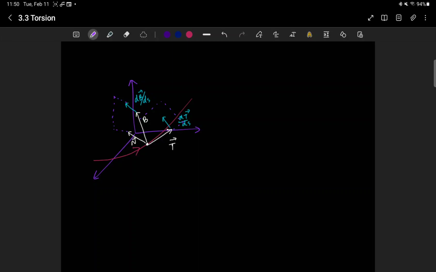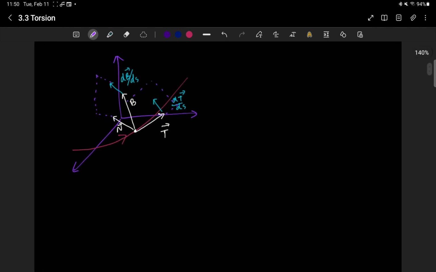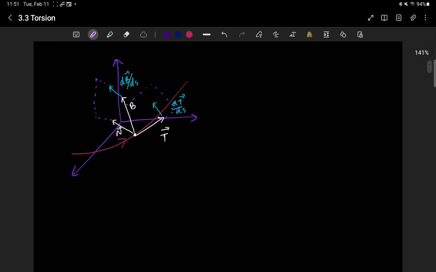Alright, so in this video we will talk about torsion, which is the last bit left from the previous discussion. To review what we have so far, consider this three-space. We have our XYZ axes and this red curve, which is the space curve that we are interested in, and there's a point P here.